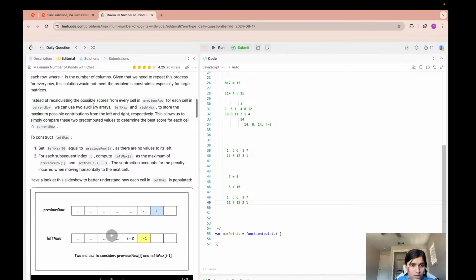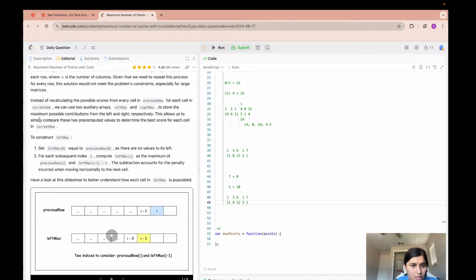For each cell we can use two auxiliary arrays, left max and right max, to store the maximum possible contributions from the left and right sides. Actually, I did think of left max and right max, right? That's what I thought about. From 11 I can just go on and look at the maximum value, and then it will be 9 here, and 12 here. So that's what I thought.